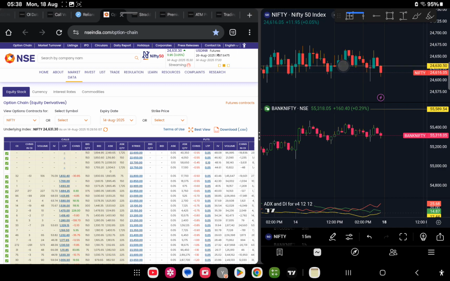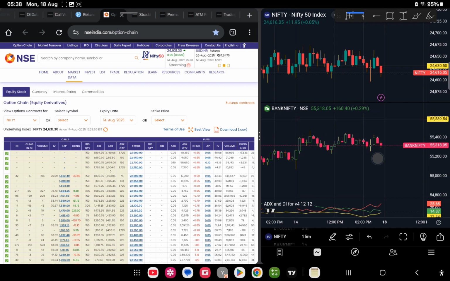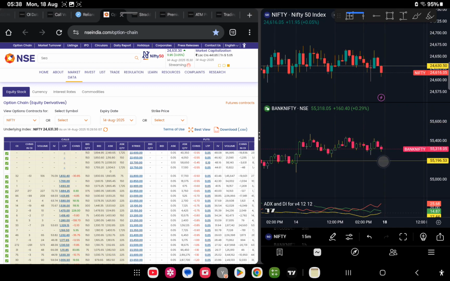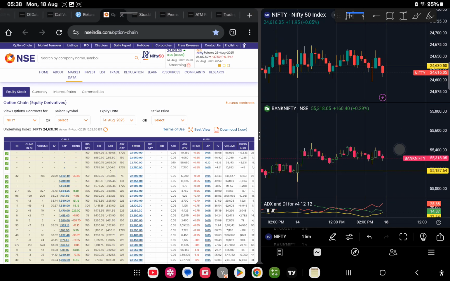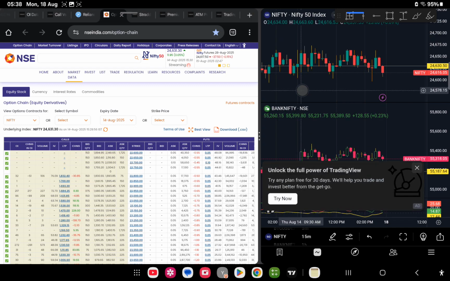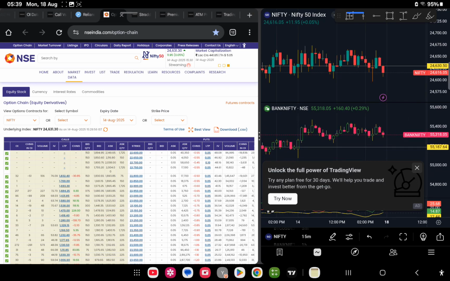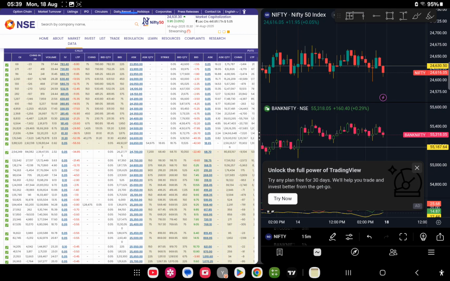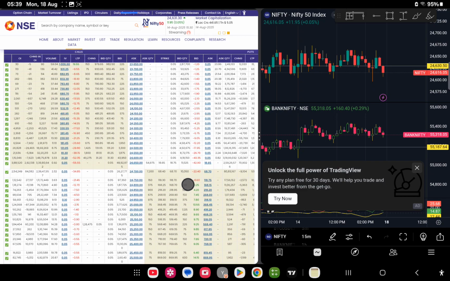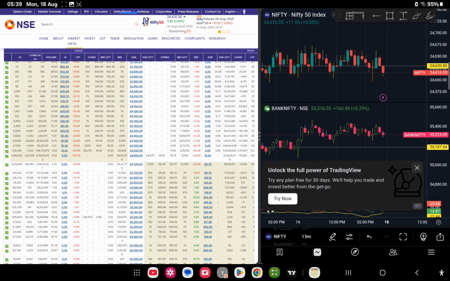So this was the previous close, and this was the previous close for Bank Nifty. Okay, so when you check for the open, Nifty open was 600. Now we'll take 600 as our open ATM.